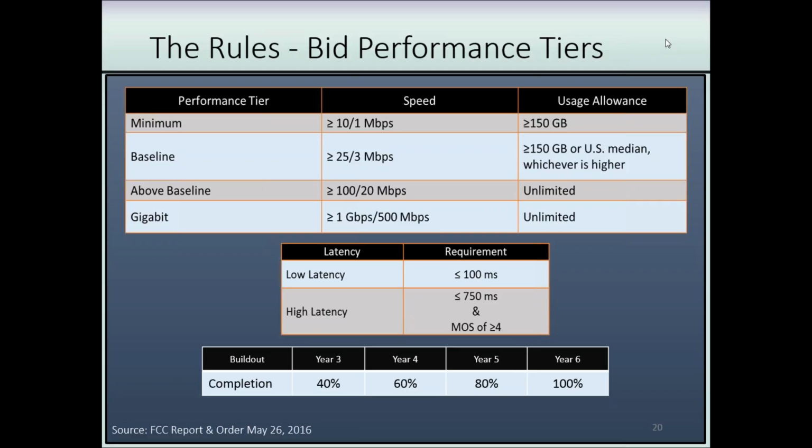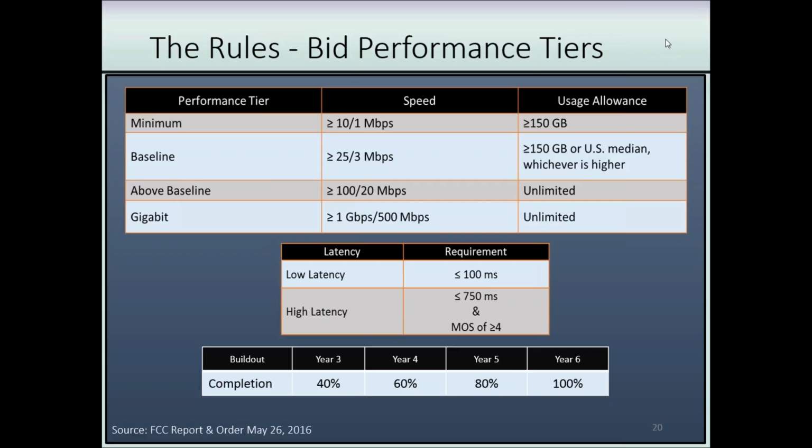There's a latency requirement. This was necessary to make sure that it was clearly understood that the money should go to services that can meet all of the modern interactive applications, such as the one that we're having at this particular moment. But there is a high latency category of 750 milliseconds of latency, which would be for friends in the satellite delivery business.